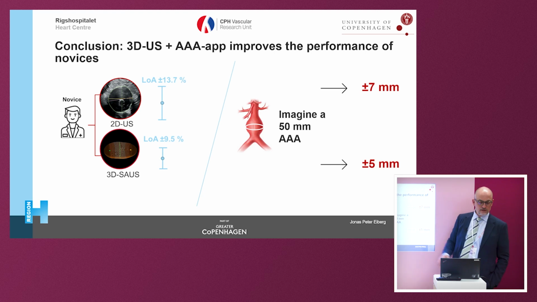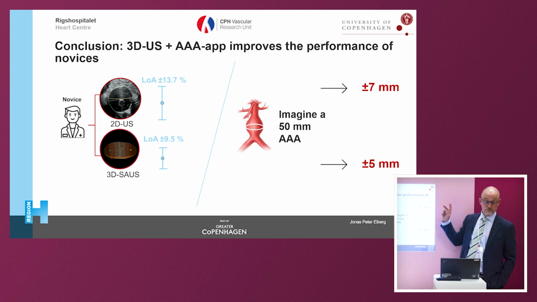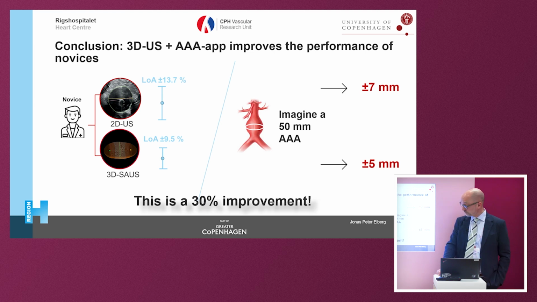This means that if you have a 5 centimeter abdominal aortic aneurysm, and you let them use the 2D ultrasound, they will have a variance of plus minus 7 millimeter. And if they use the new tool, it was plus minus 5 millimeter. That's a 30% improvement. Very few interventions can improve anything by 30%. Try to look at some of the big landmark studies of new medical drugs. It's 4% fewer are having a thrombosis in the leg if you give them a new anticoagulant.